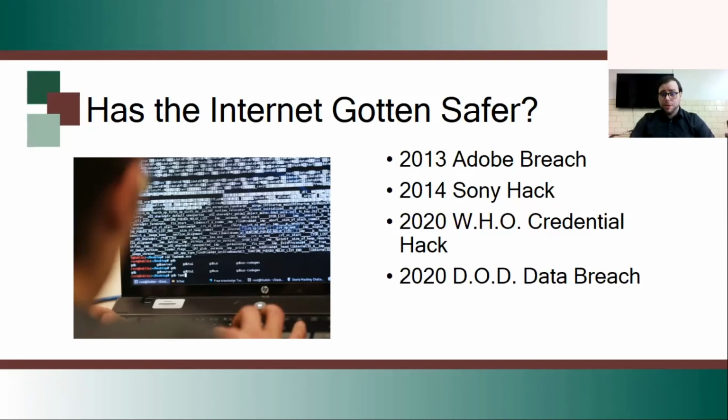In 2020, the World Health Organization had a credential hack as well. A couple million people had their information compromised. And in 2020, again, the Department of Defense had its own data breach, along with 400 of the Fortune 500 companies to various degrees.